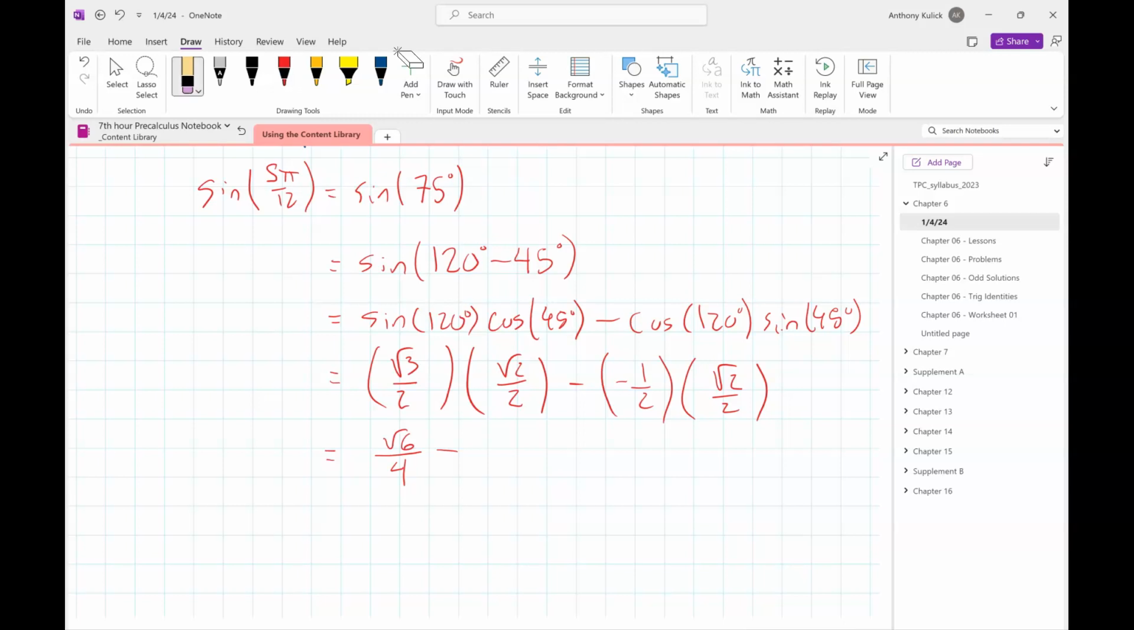And then the next one, well, what do you notice here when we have minus a negative? What's that going to mean? Yeah, it's going to mean plus. Very good. And then what's 1/2 times root 2 over 2? Yes, root 2 over 4. And we have a common denominator.